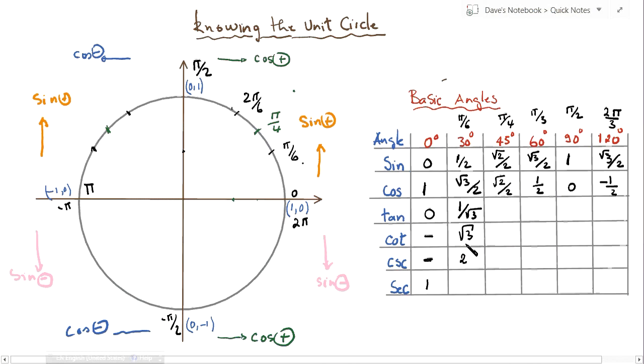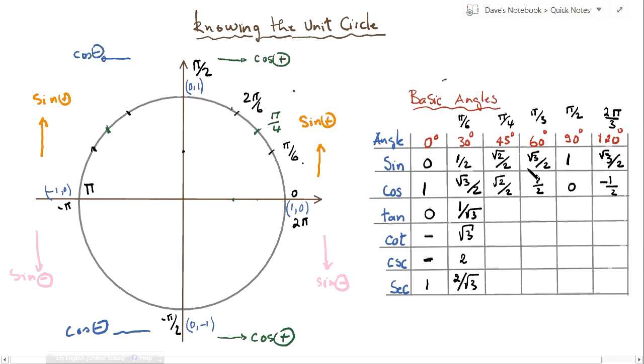The cosecant is 1 over the sine. And now the secant will be 1 over the cosine. It means that we have 1 divided by square root of 3 over 2, and it's going to be 2 over square root of 3. Okay, so we have here 2 over square root of 3.